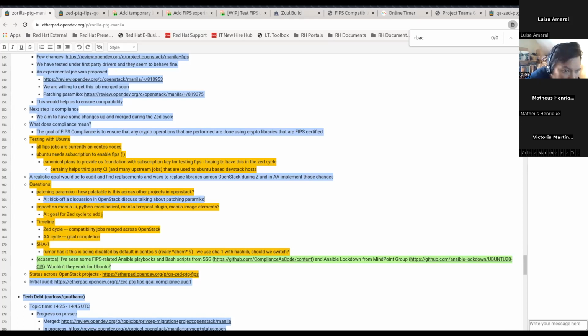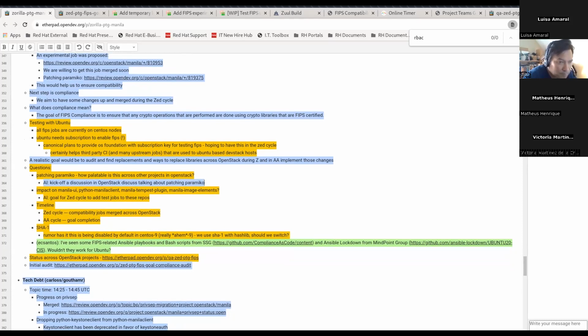I think we will need to discuss if we want to keep those jobs and how we want to keep them in those repositories. But the idea is to at least have some runs and tests to ensure that these repositories will also be compatible and compliant with FIPS. Any more questions on this? I don't know if there is something else. It's quite simple. I think we will be adding those soon.